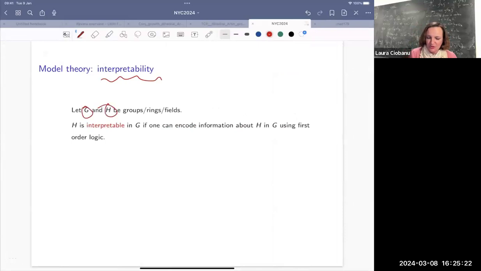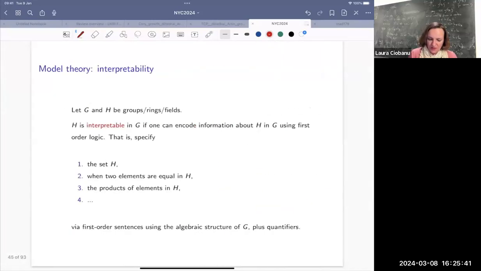So you have G and H. They could be groups, rings, fields, whatever you like, and you interpret one into the other in terms of first order logic. So everything about H, say, you can read from G. So what do I mean by everything? Well, you would like the set H to be definable in terms of G. You would like to say when two elements are equal, so the set of pairs H1, H2 with H1 equals H2, you would like that set to be definable.